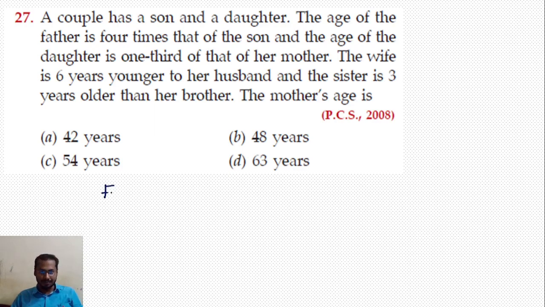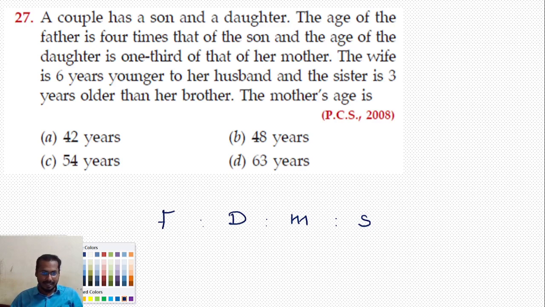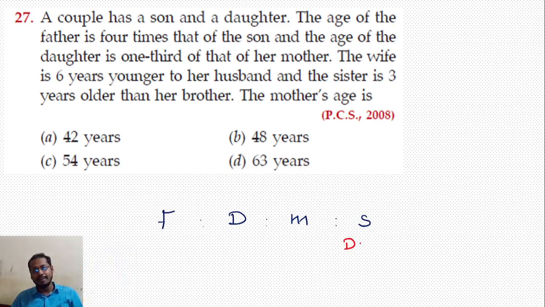See, father. The important thing is how we write this equation. Father, then daughter, then mother and son. These are all the players going to play in the family, right? Now start one by one. So for son, they say it is d minus 3. So instead of son, we can write d minus 3, daughter minus 3. Okay, right?